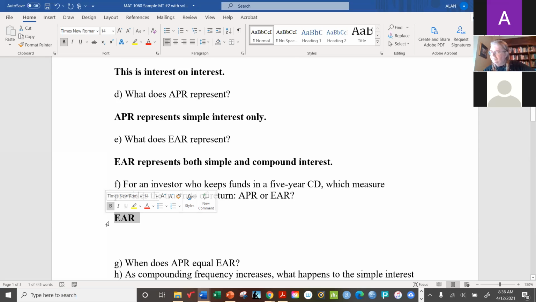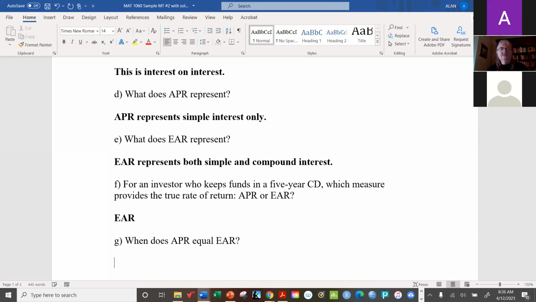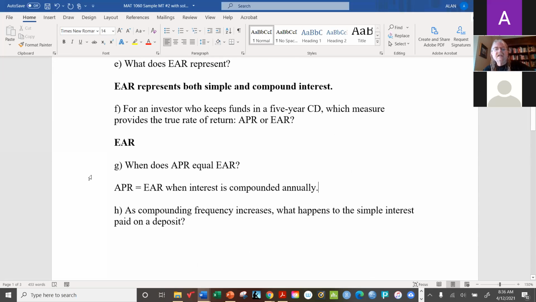Okay, now what about this one, G? APR and EAR are only equal to each other when interest is compounded annually. And you can tell, we went over this. If you look at the formula for calculating EAR, you can see that if we only have one compounding period per year, then these two numbers will exactly match each other. Other than that, EAR is always larger than APR. Now, it doesn't ask you for that, but it's good to know.